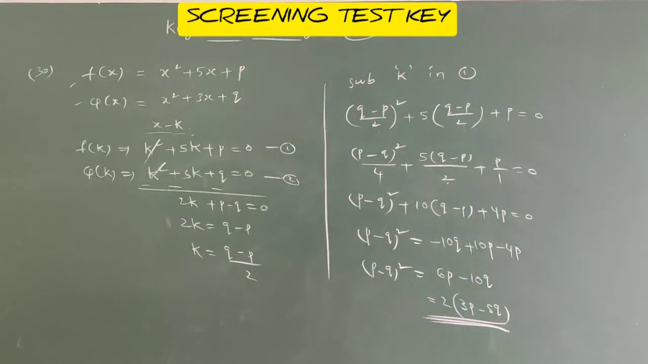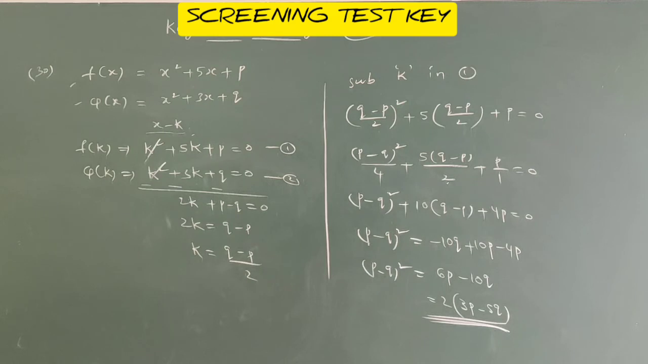Move on. f of x is the first expression, g of x the second expression. They have a common root, that is x minus k. x minus k is the root of f of x, meaning f of k equals 0 with respect to the factor theorem. So f of k equals k square plus 5k plus p, g of k equals k square plus 3k plus q. If you subtract 1 from 2, k square gets cancelled, 2k plus p minus q. So k equals q minus p by 2.